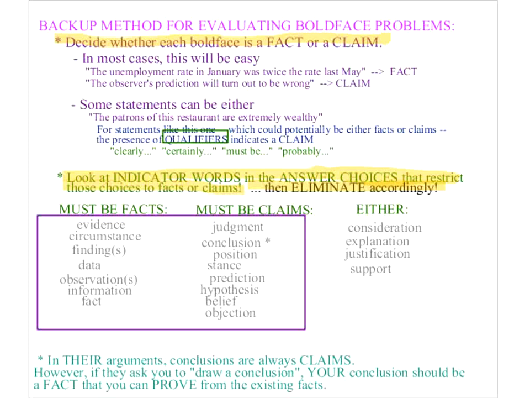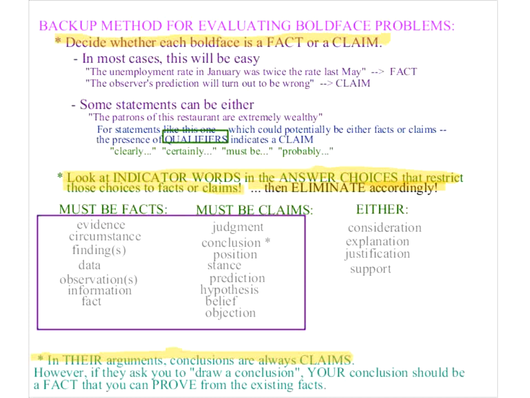The only time conclusions are facts is in draw the conclusion problems. But that means they're just not giving you an argument in the first place. In these problems, the conclusion will always, always be a claim. I'm sure you guys know that. So, okay, here's the problem at hand. Evidence has to be a fact, and circumstances are facts. So those answer choices are all gone.